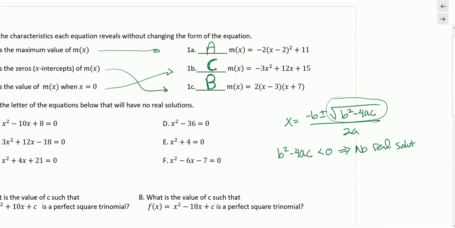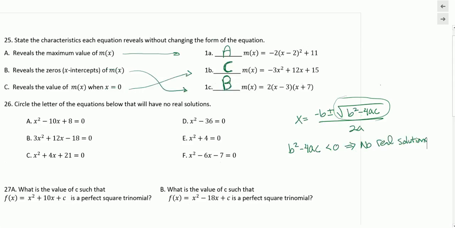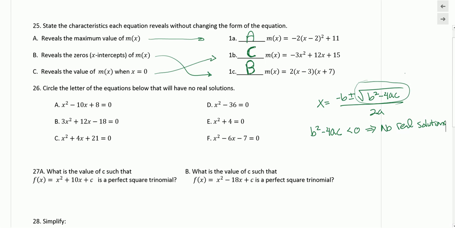Otherwise, we're going to have real solutions. So that's what I'm going to do to check. So the first one, A, and we don't even have to work through the whole thing. So negative b squared, so that's negative 10 squared, minus 4 times a, which is 1, times c, which is 8. So here we're going to get positive 100 minus 4 times 8. That's still going to be positive, and so we don't want to circle that one. We're circling the ones that have no real solution.